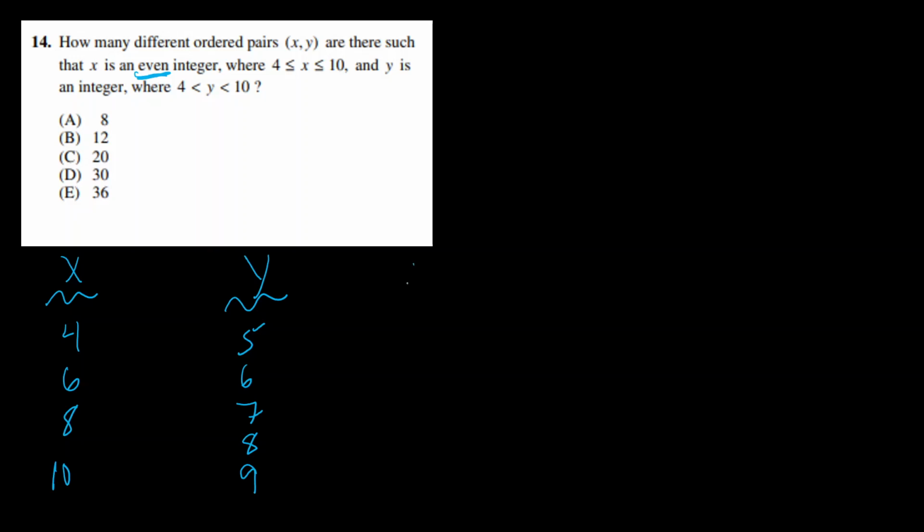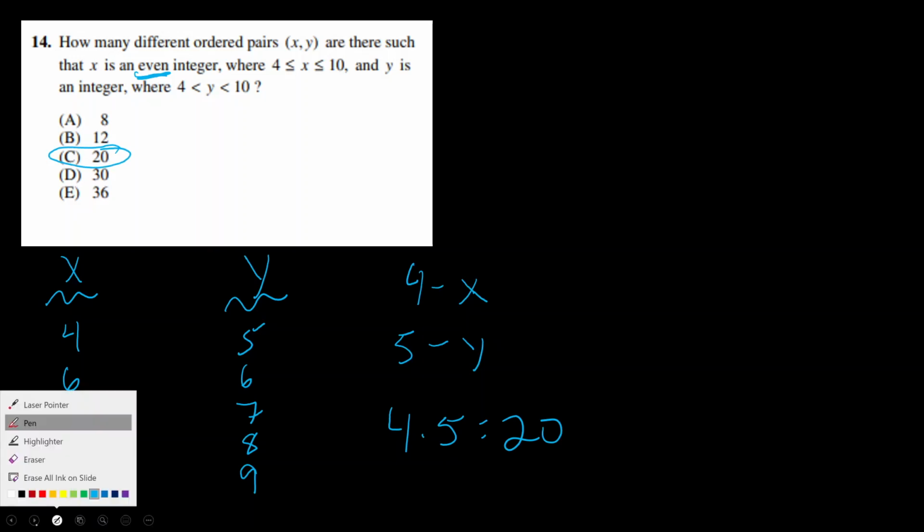Okay, so we have 4 numbers that can be x and 5 numbers that can be y. We can just multiply those together. 4 times 5, we have 20 different combinations. Going with answer choice C. Okay, we're good.